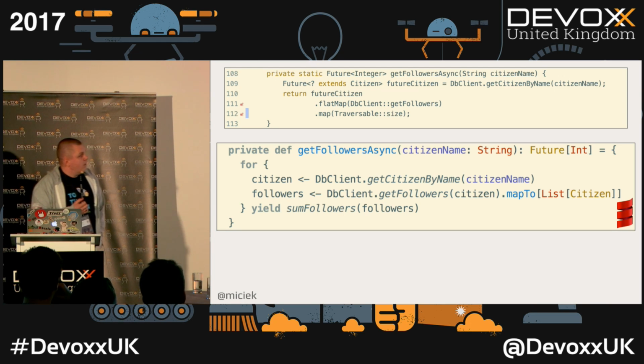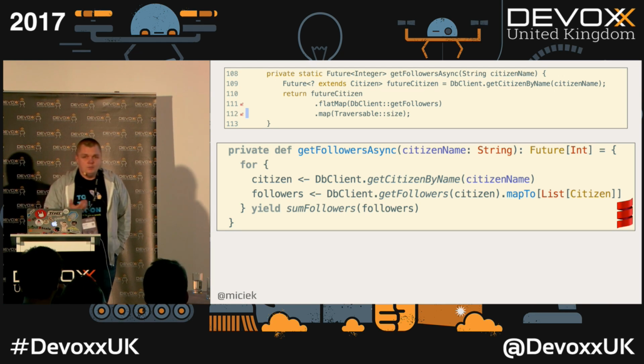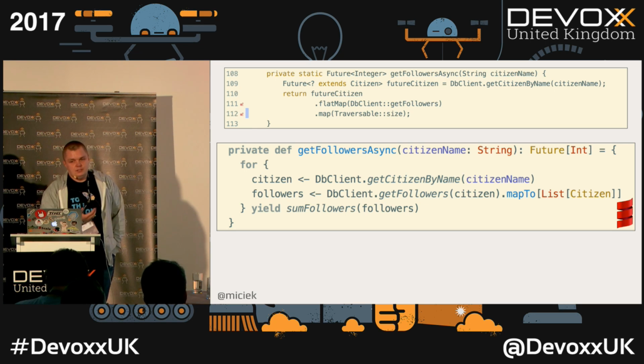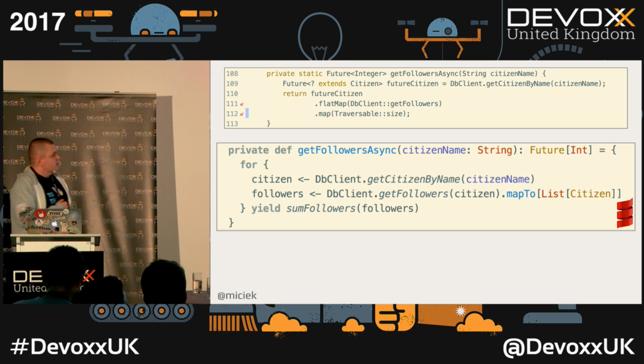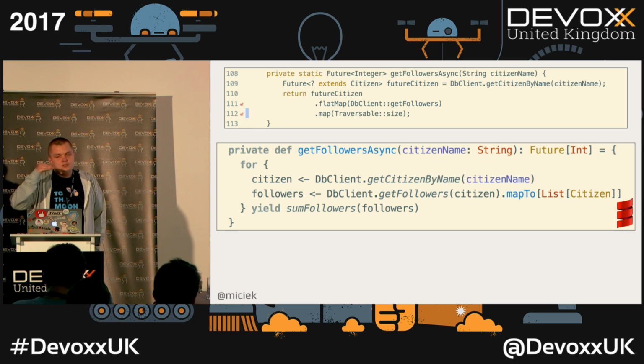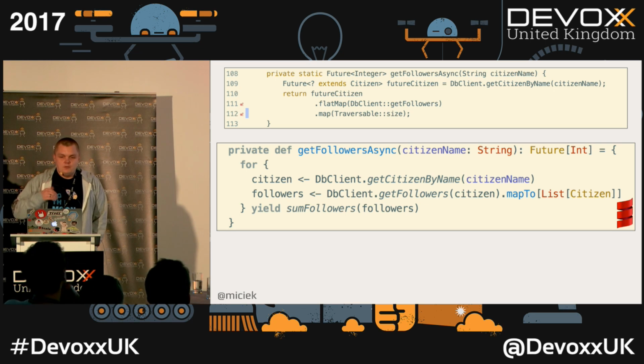So the pattern of mapping and flat mapping is so popular in functional programming that in Scala, we have a syntax just for it. It's called for comprehension. Both snippets on the slide are the same, so the Java and Scala code are totally equivalent. In order to get flat map and map, we can just use this syntactic sugar. And it gets better whenever we have more of them.